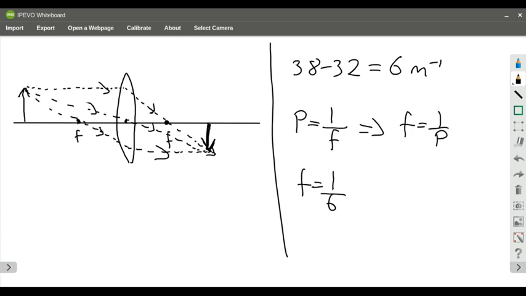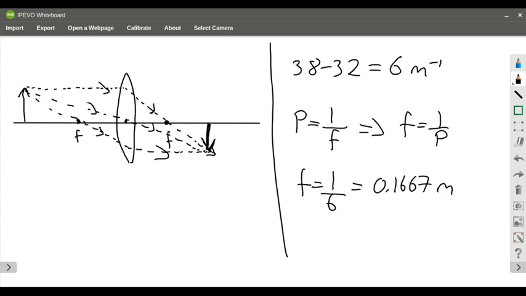And you get your calculator and you do 1 over 6. I think it's a sixth. Thank you, calculator. Which is 0.166, and it goes on and on. Let's just call it 0.17 meters. That's the focal length, so 16 centimeters or so. All right.